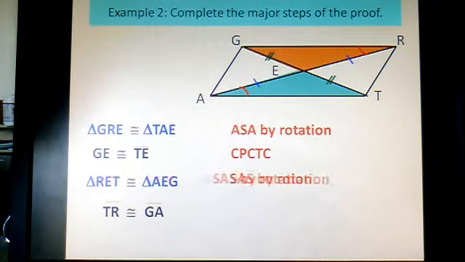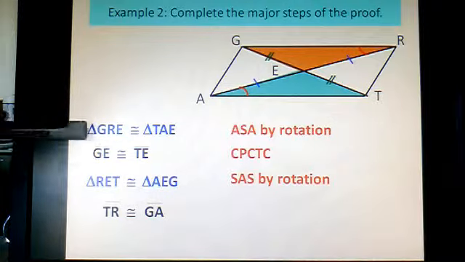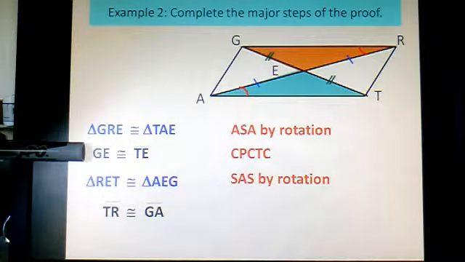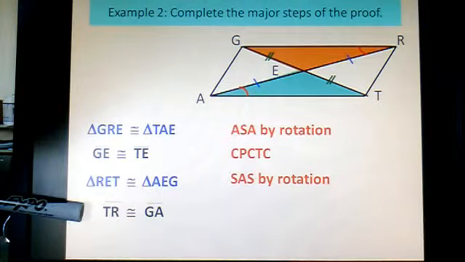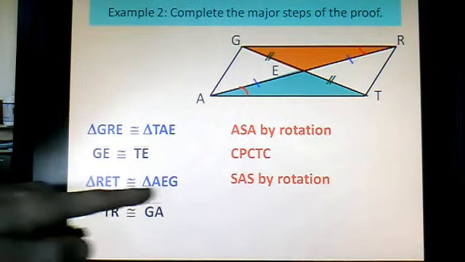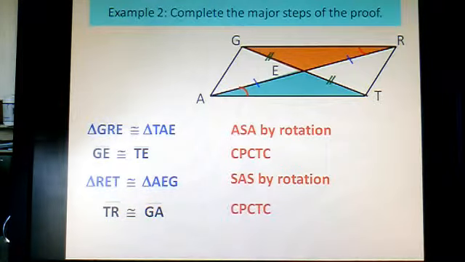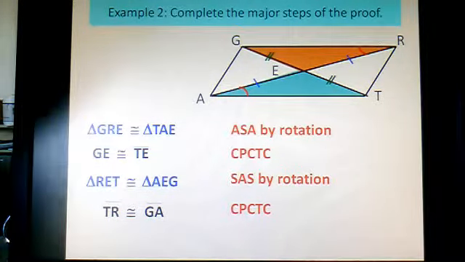Hopefully that makes sense, guys, just the context of this. Prove triangles are congruent, use some parts of those triangles to prove other triangles are congruent, and then at the end of this, use CPCTC again. You'll see TR and GA are parts of those triangles we just proved are congruent.